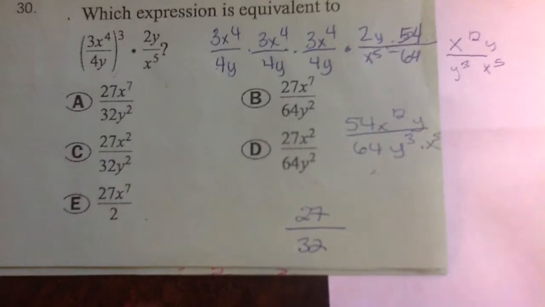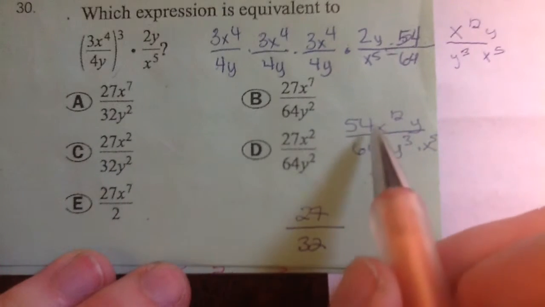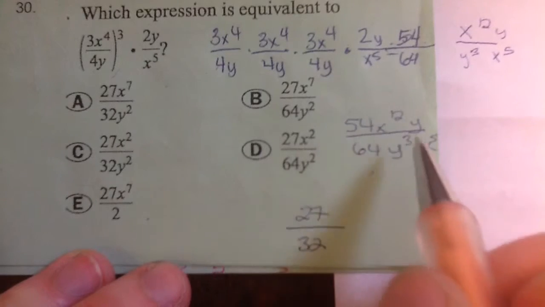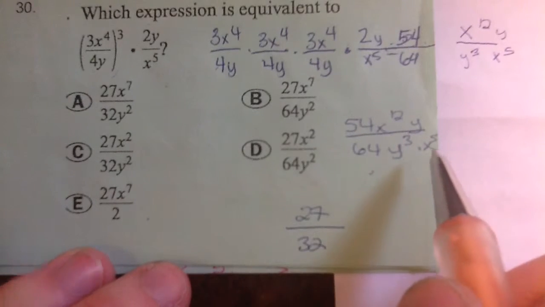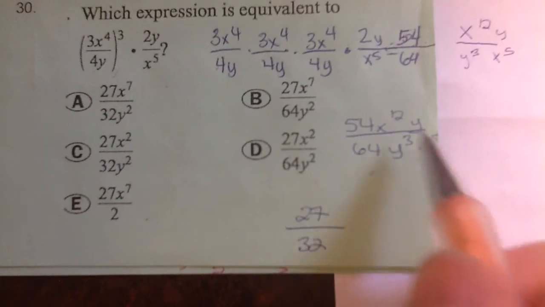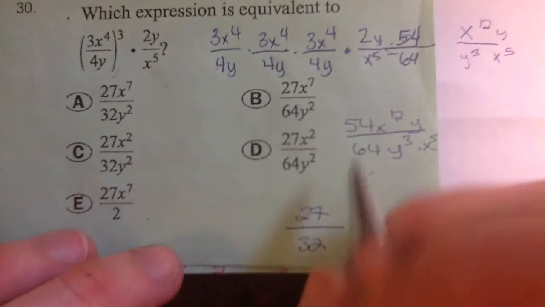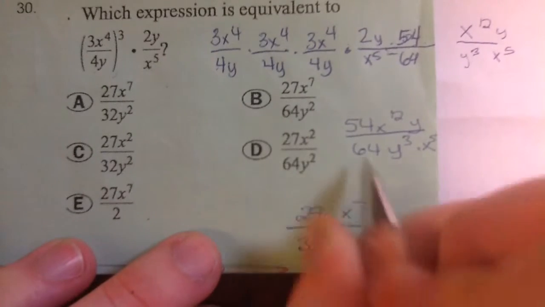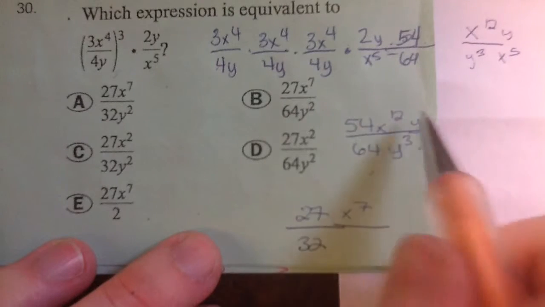27 over 32. Now my variables work a little bit differently. If I have 12 x's on top and 5 on the bottom, if I have 1 on the top and 1 on the bottom, they cancel each other out. So I would get to cross off 5 x's from the bottom and 5 x's from the top, which would leave me with 7 x's on top. Or you can just subtract these numbers, 12 minus 5.